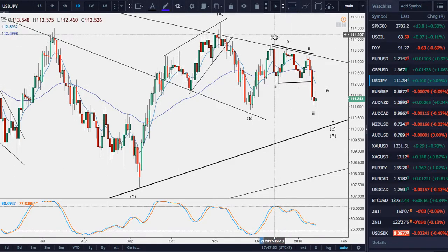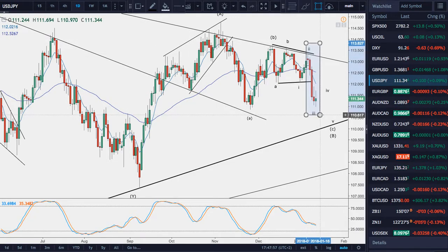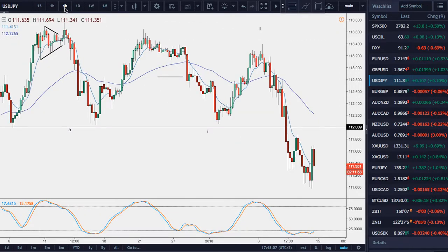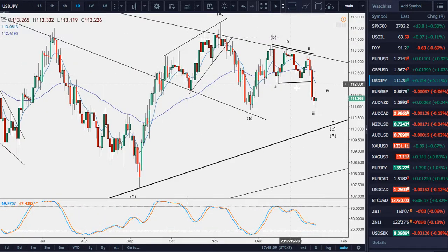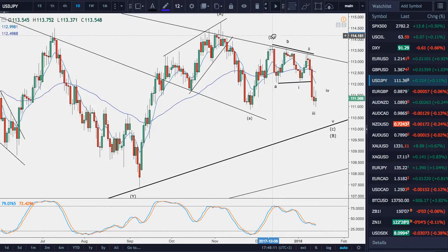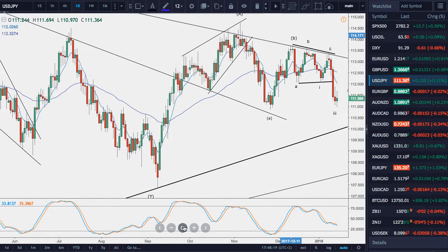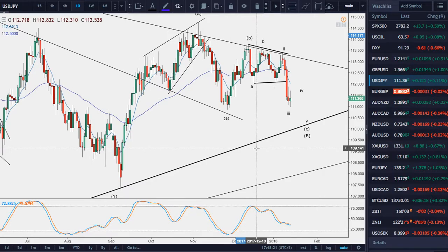I've modified this somewhat here because technically on the 1 hour this is completed. I think 5 waves are probably done in here, so I'm looking for a bounce over the next couple of days. And what I'm going to run on the daily is that perhaps B finished here, and we have A, B, and 5 for C into here. As you can see, A, B, 1, 2, 3, 4, 5 for C. That is the count I'm going to run.